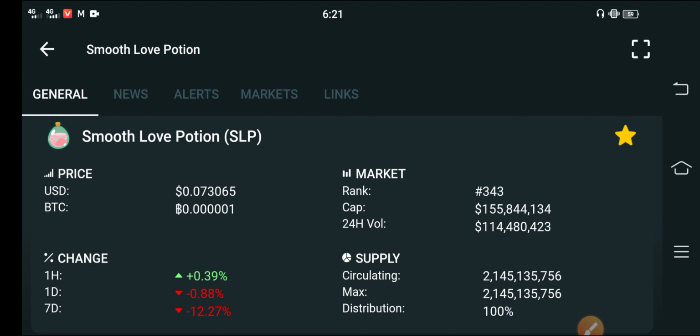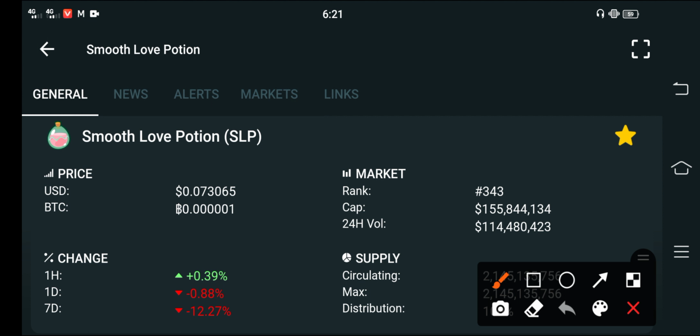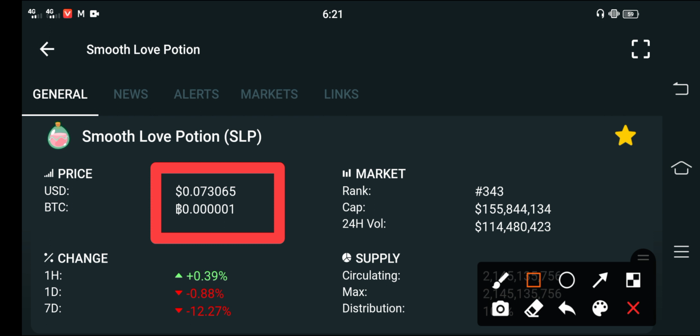First of all, guys, if we talk about the current price of Smooth Love Potion in the market, the current price of SLP is about 0.073065 USD. That is the current price of Smooth Love Potion.